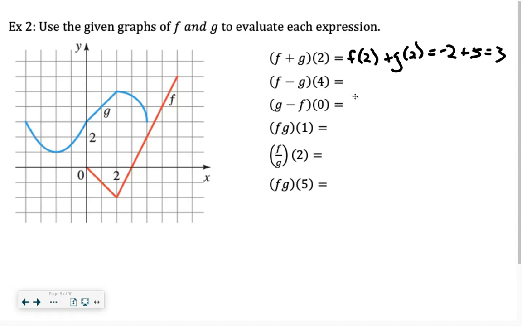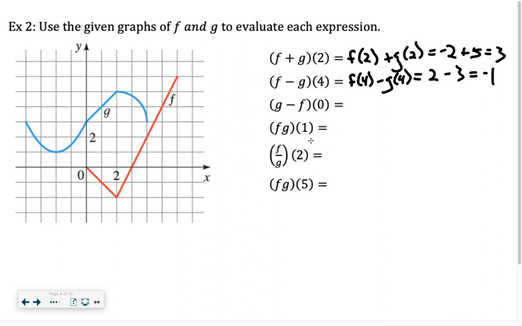Okay? F minus g of 4 just means f of 4 minus g of 4. And again, I can get those values from the graph. F of 4, so 2, 3, 4 is right here at 2. Minus g of 4 is right here at 3. So f minus g of 4 is negative 1. Okay, so why don't you guys try the next 3 here?